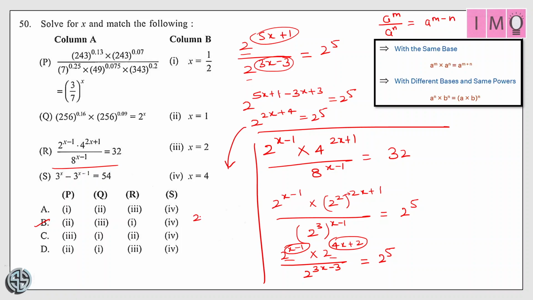Now just compare both of them and you will get the value of x here. So you will have to compare their power. 2x plus 4 is equal to 5. So 2x you will get as 1. X is equal to 1 by 2. So the third option will be option first.